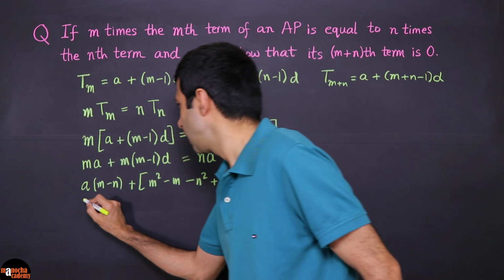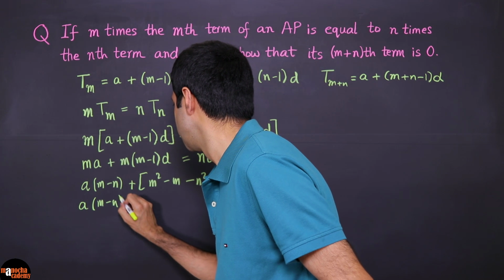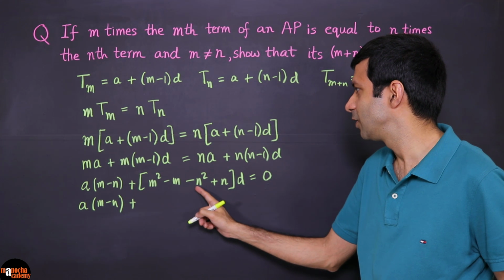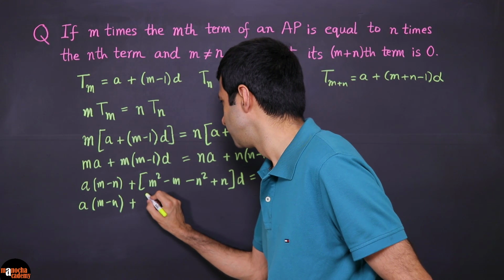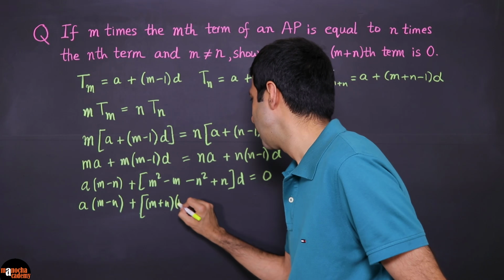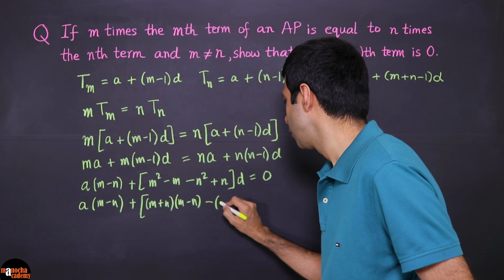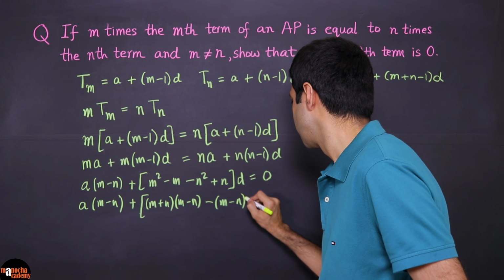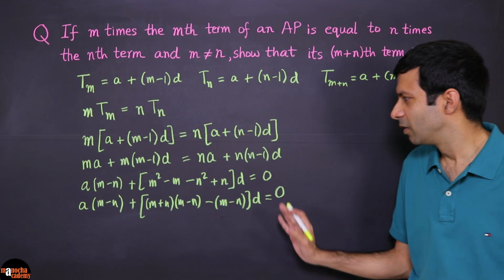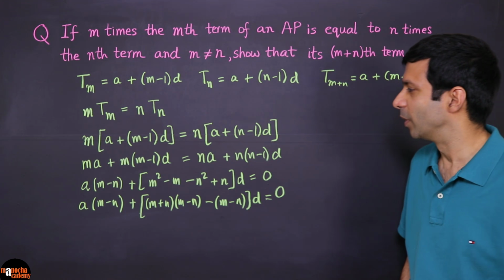So can you see that we have a into m minus n here, plus you can group these together. So m square minus n square, so that's essentially m plus n into m minus n, right? And then we have this remaining term here, minus of m minus n into d equals 0. Okay, so we are just simply grouping the terms together and seeing what we can get in common here.